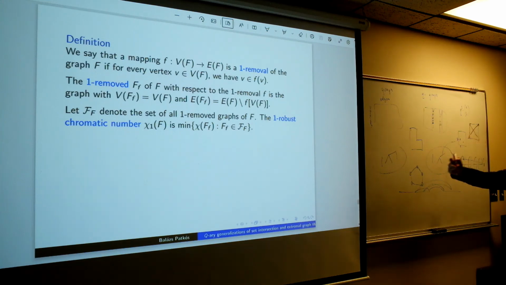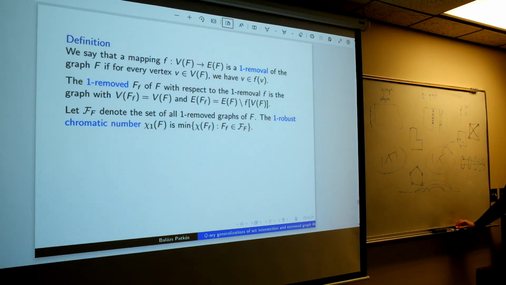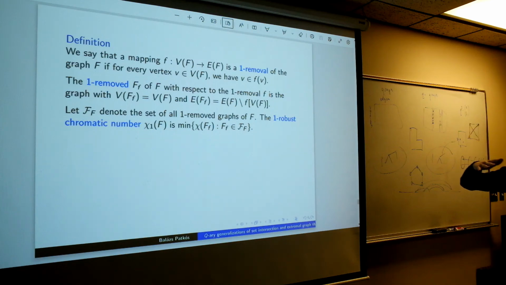So in general, for any graph F, you can take all these possible one removals, and there might be several possibilities whatever will remain. All what you know is that you remove at most n edges, because you remove at most one edge for every vertex. And then you can look at whatever is a possibility to have at the end of this procedure, which is called a one removal, and then you take the minimum of the chromatic number over all these one removals.